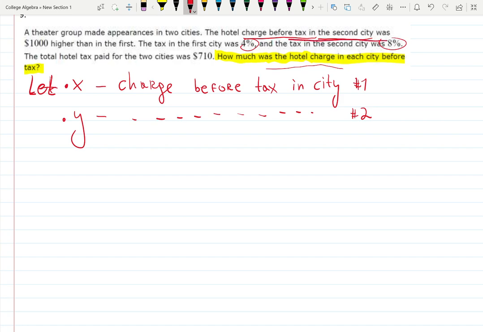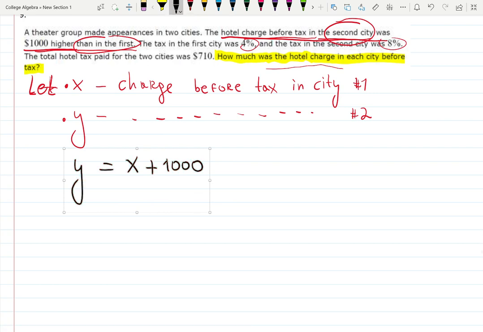Well, it says that city number 2 charges $1,000 more than city number 1. So think about that. City number 2 is costlier than city number 1. That means city number 2 will be city number 1 plus $1,000, not the other way around. That's how I usually see it. But whatever goes first, the second city, will be before the equal sign, and then whatever goes second, the first city, will be after the equal sign. And then it says higher, so plus 1,000. That's how I build the equation. And you don't have to put it in red color, by the way. It can be just black.